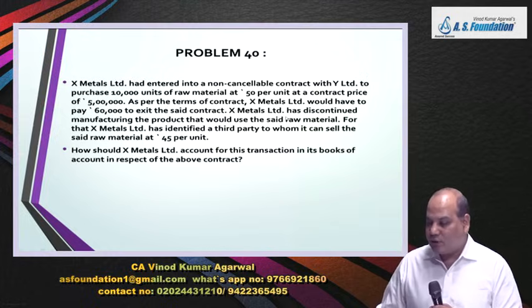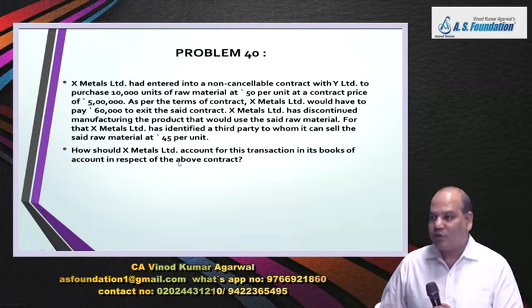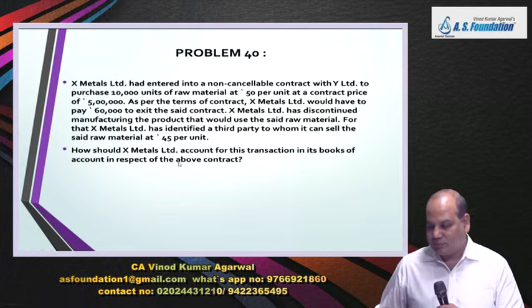X Metals Limited has discontinued manufacturing the product that would use the said raw material. For that, X Metals Limited has identified a third party to whom it can sell the said raw material at rupees 45 per unit. How should X Metals Limited account for this transaction in the books of account in respect of the above contract?